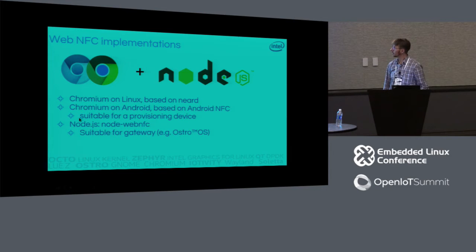This is suitable for a provisioning device. So basically, when I'm testing, I'm using an NFC-equipped tablet or phone, and that is used as the provisioning device. And the Node.js implementation is also using NearD, that is part of Ostro.